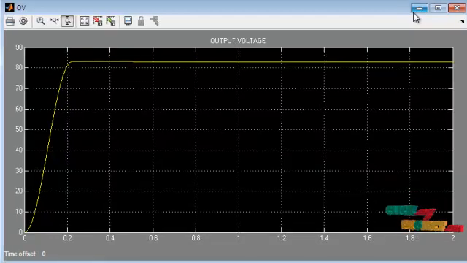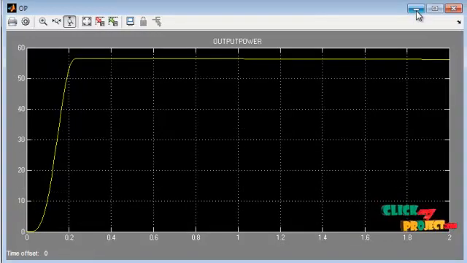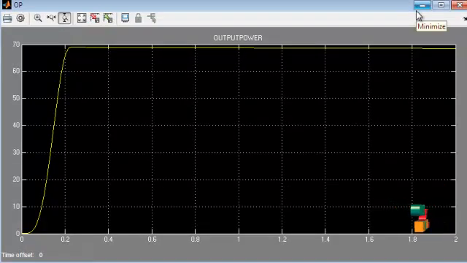And next one is the output voltage of the incremental conductance algorithm. The same parameters are used, but the voltage rises up to 82 volts. And the next one is the output power for Perturb and Observe. So here the output power is 55 watts. And the next one is the output of the incremental conductance algorithm. Here the output power is around 69 watts.